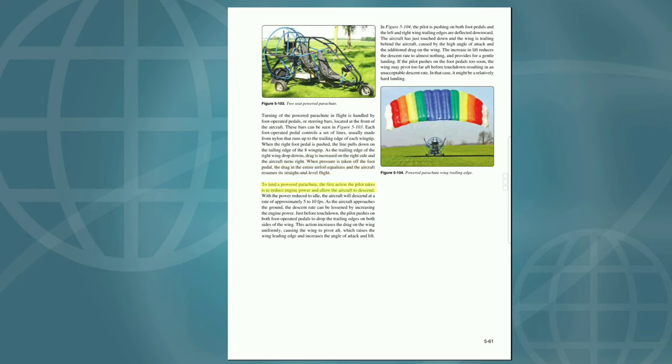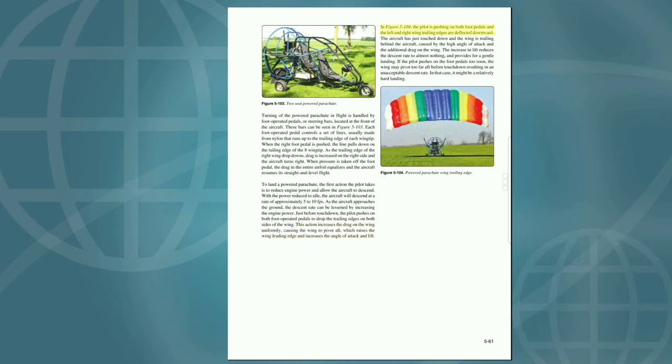To land a powered parachute, the first action the pilot takes is to reduce engine power and allow the aircraft to descend. With the power reduced to idle, the aircraft will descend at a rate of approximately 5 to 10 FPS. As the aircraft approaches the ground, the descent rate can be lessened by increasing the engine power. Just before touchdown, the pilot pushes on both foot-operated pedals to drop the trailing edges on both sides of the wing. This action increases the drag on the wing uniformly, causing the wing to pivot aft, which raises the wing leading edge and increases the angle of attack and lift.